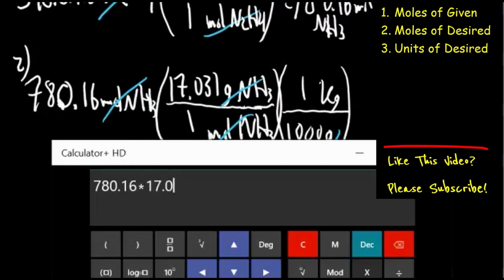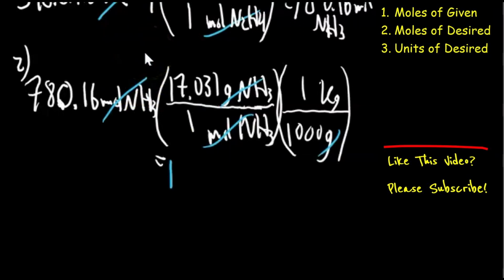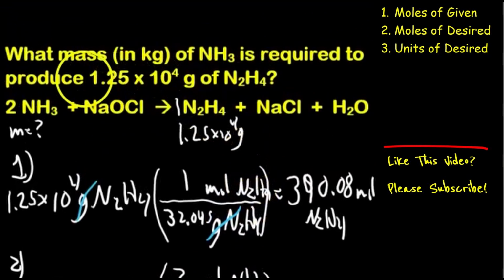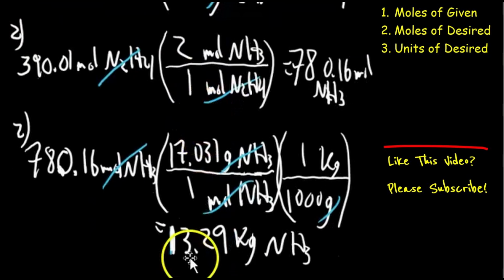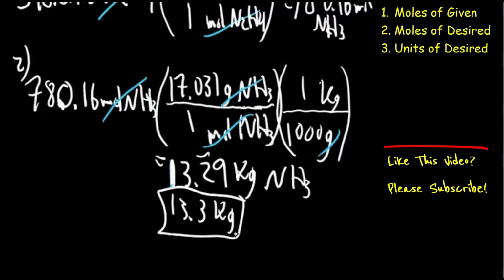Sweet. Awesome. So 17.031 divided by 1,000 is 13.29 kilograms of NH3. And for full marks, you got to go back to the question and look at significant figures. We have 3 sig figs here. Now, these numbers only have 1 digit, right? But they're exact numbers, so they don't count towards significant figures. So we have 3 sig figs. So the answer is 13.3 kilograms of NH3.